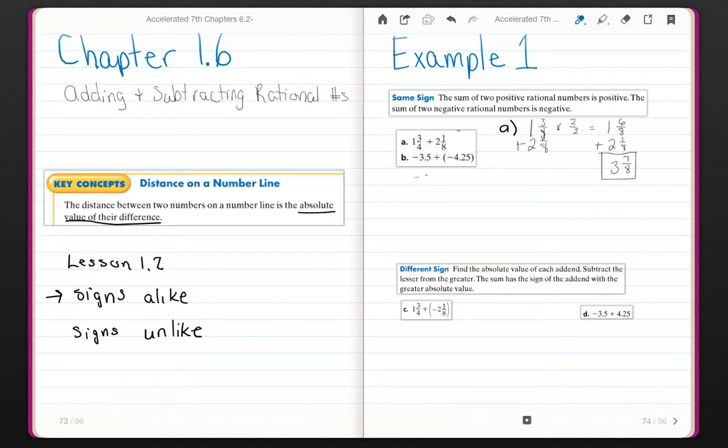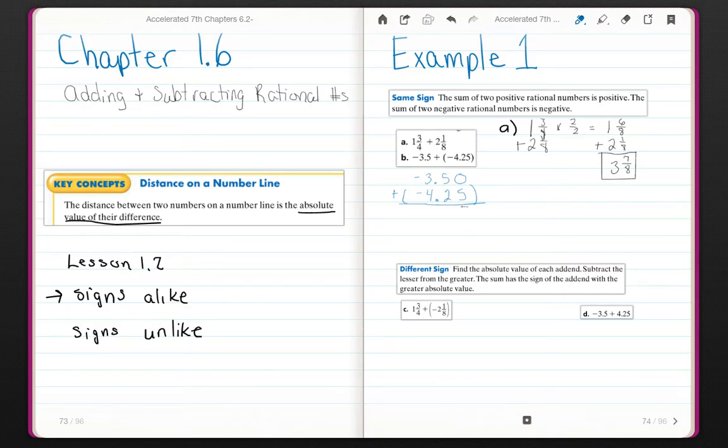In B, we have negative 3.5 plus negative 4.25. Now, do not forget, when you are adding decimals, you have to line up your places and line up the decimals. So, ones place, decimal, tenths place, etc. So, I'm going to go ahead and add the 0 here just for fun, because remember, adding a 0 does not change the value.